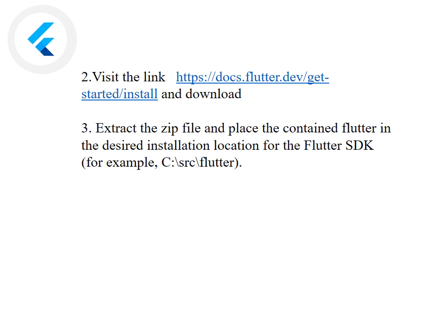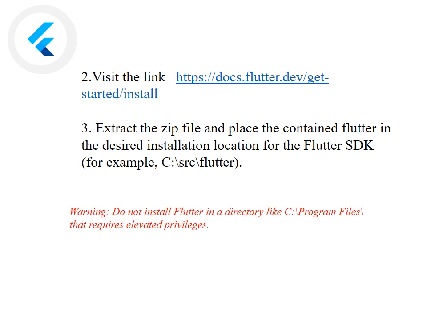So go to the Flutter website and download Flutter, which is a zip file. Extract that zip file and place it into the desired location. I have stored it in c:/src/flutter. Don't install or save Flutter in Program Files because we need to give elevated privileges.